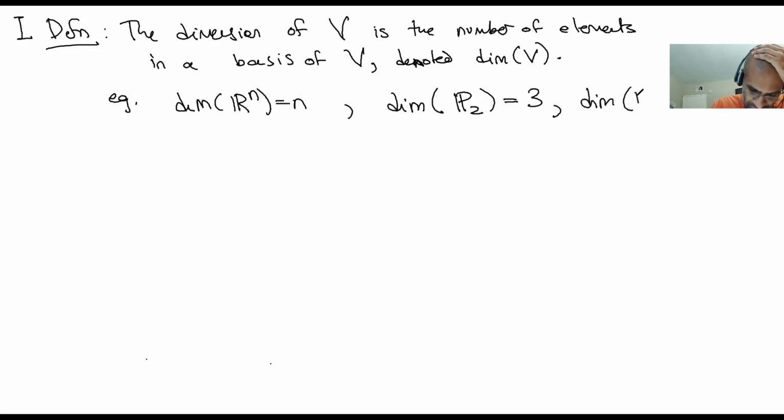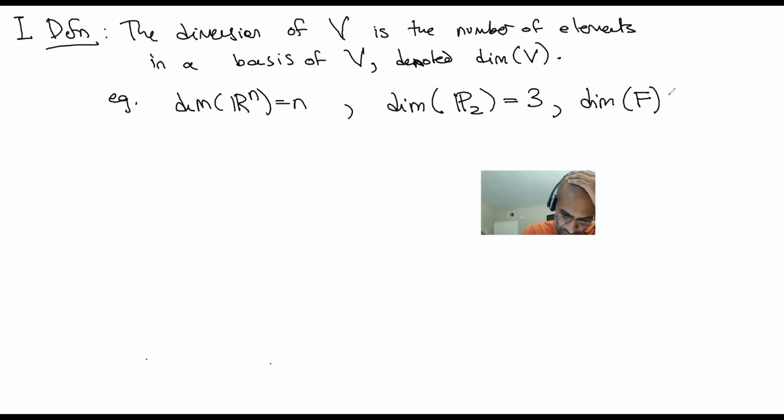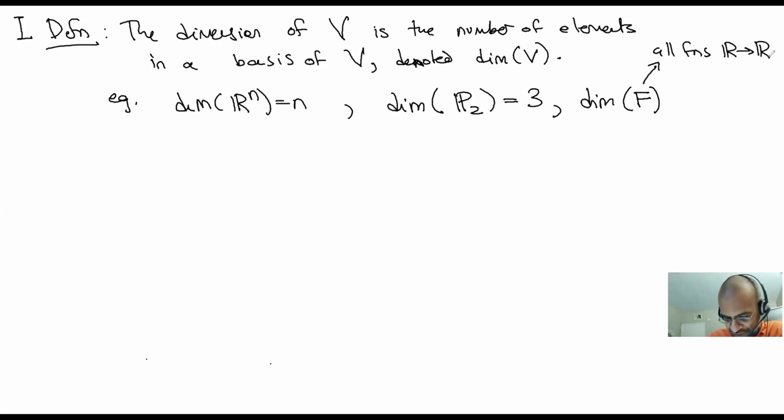And then we need one more thing. The dimension of F, the vector space of all functions from real to real, actually doesn't have a finite basis. There's no finite set of functions that span all of them. So we're just going to write this as the dimension equals infinity. We're not going to find a basis. If it doesn't have a finite basis, we write dimension as infinity.